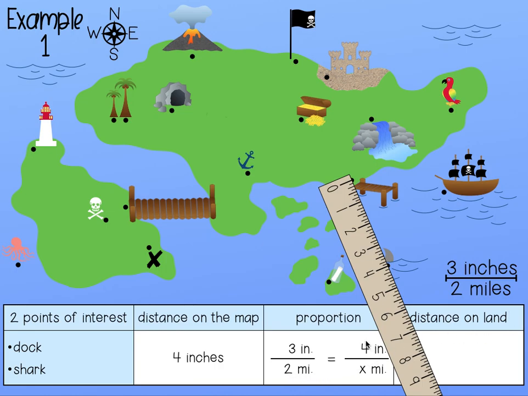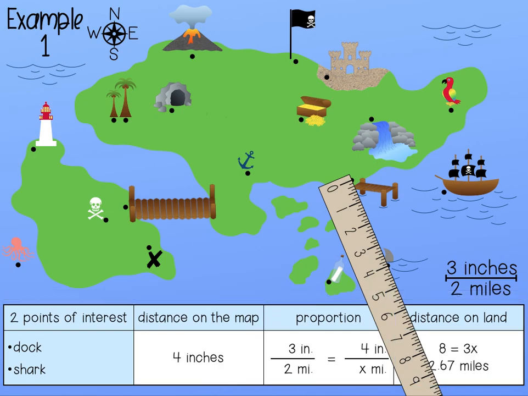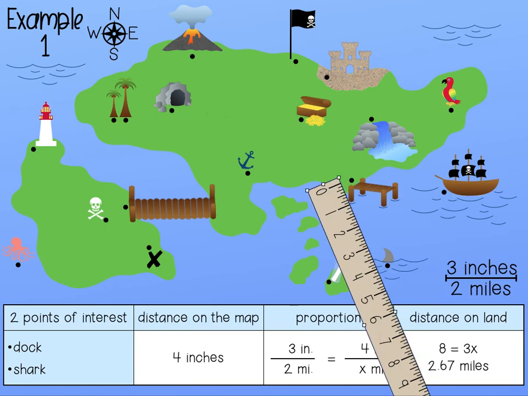to represent it. Now we can use cross products to solve this proportion. So 2 times 4 is 8. And then if we go in the other direction, 3 times X is 3X. Then we can use our inverse operations and divide both sides by 3. So 8 divided by 3 is 2.6 repeating, and we will round that up to 2.67. And our new units is now miles. I'm just going to move that so we can see our final answer.